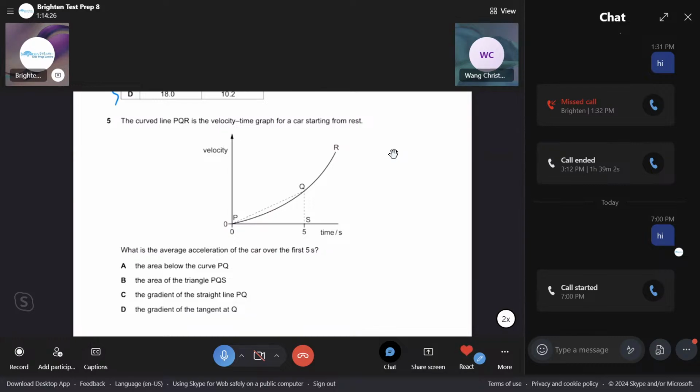The average acceleration. Is it the area underneath? Oh wait, average acceleration? No, because it's Q minus P divided by 5. Okay, yep. So then it should be the gradient of PQ. Yeah, very good. Exactly.